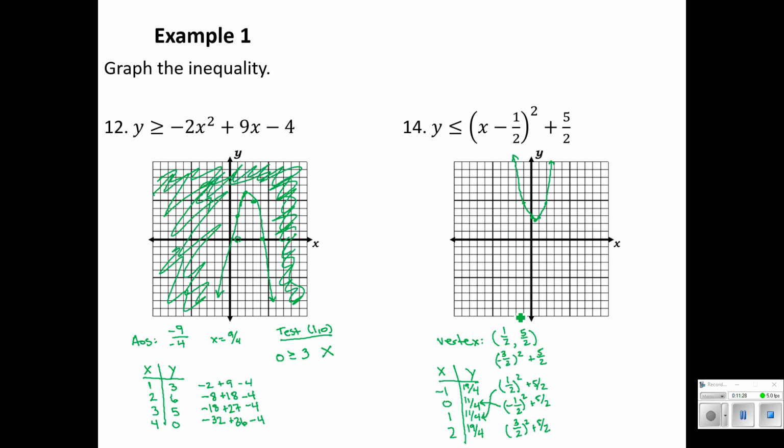All right, and now we want to test a point. Hey, 0, 0 is clearly outside, so let's test 0, 0. And if I test 0, 0, 0 less than or equal to 0 minus 1/2 squared plus 5/2 is 0 less than or equal to 11/4. Yes, it is. So that means where 0, 0 is located, that's the area that gets shaded.